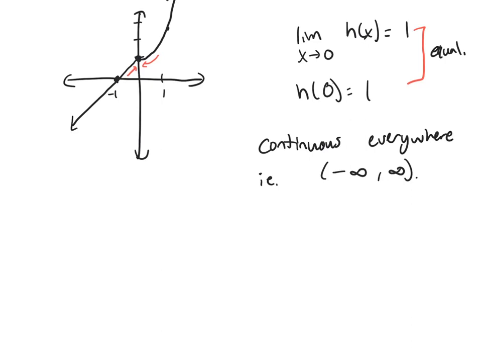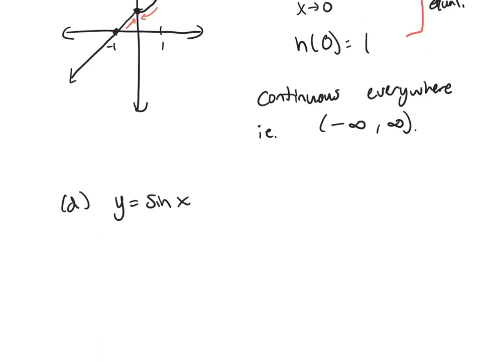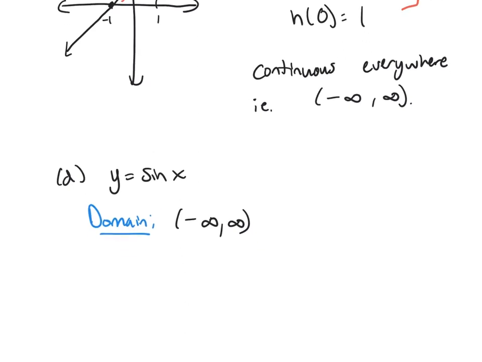So the last one we're going to look at is this function y equals sine of x. What's the domain of this function? The domain is -infinity to infinity. And so what you should do next is you should graph this function. I'm not going to do that here, but if you graph it, you will see that this function is continuous everywhere as well. So -infinity to infinity.